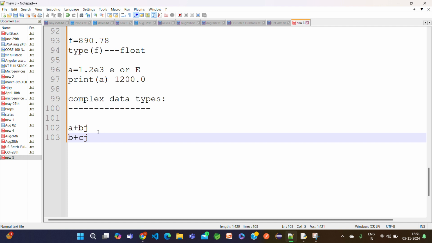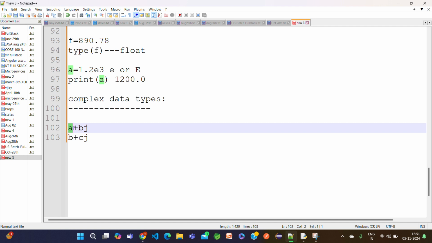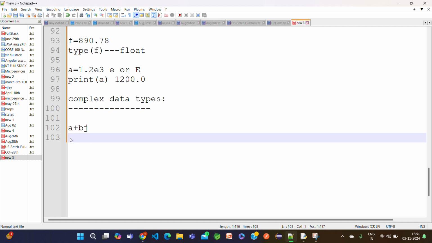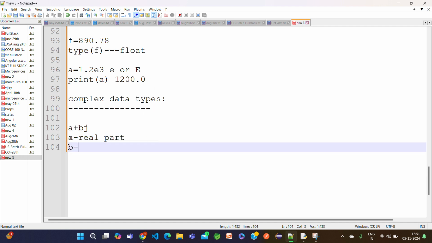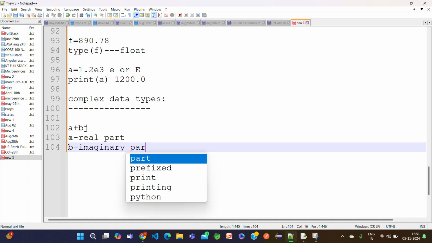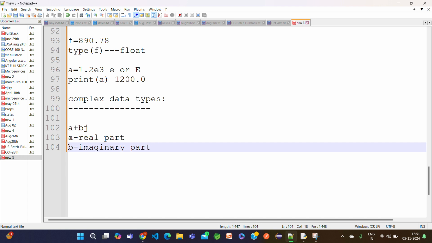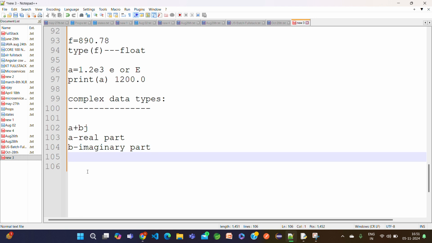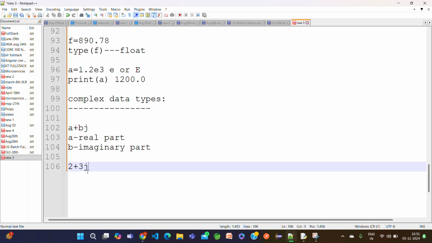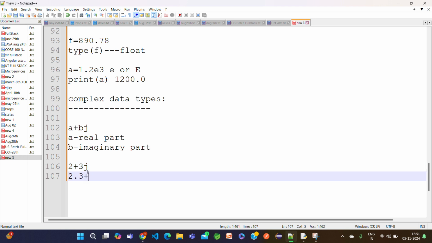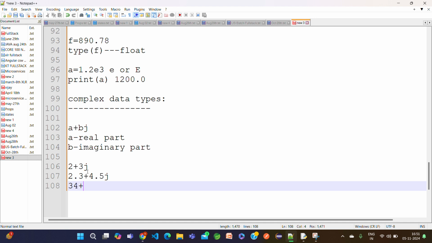Here this a is what we call the real part, and b we call the imaginary part. In a itself we can use any values, and in b also we can use them, but observe carefully here. For example, 2 plus 3j, then 2.3 plus 4.5j, again 34 plus 67j. Like this we can use the values.